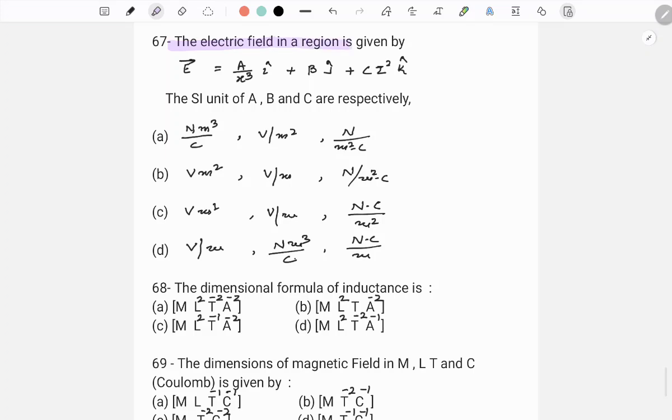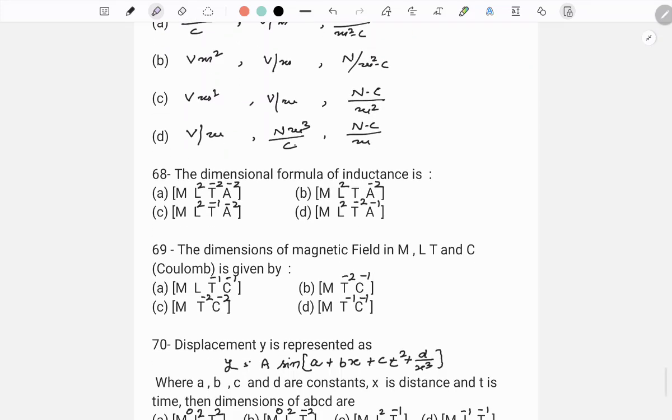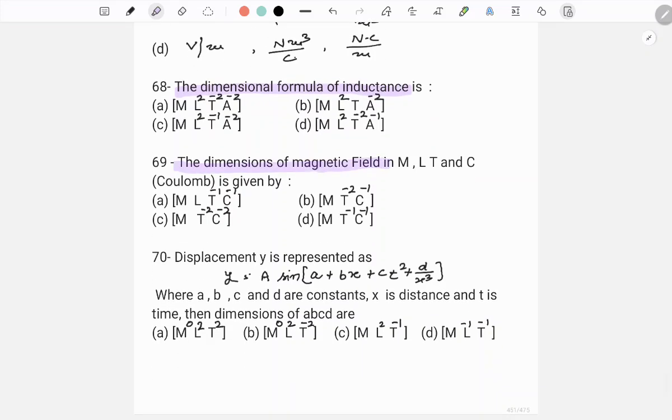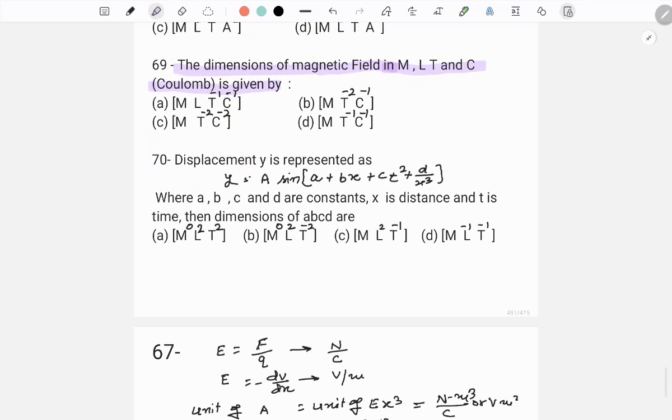67th. The electric field in a region is given by E is equal to A plus x cube y cap plus B j cap plus C z square k cap. The SI units of A, B, C are respectively. The dimension formula of inductance is the dimensions of magnetic flux field in ml T and C coulomb is given by. Displacement y is represented as y is equal to a sin a plus bx plus ct square plus d by x cube, where a, b, c and d are constant, x is distance and t is time. The dimensions of a, b, c, d are.